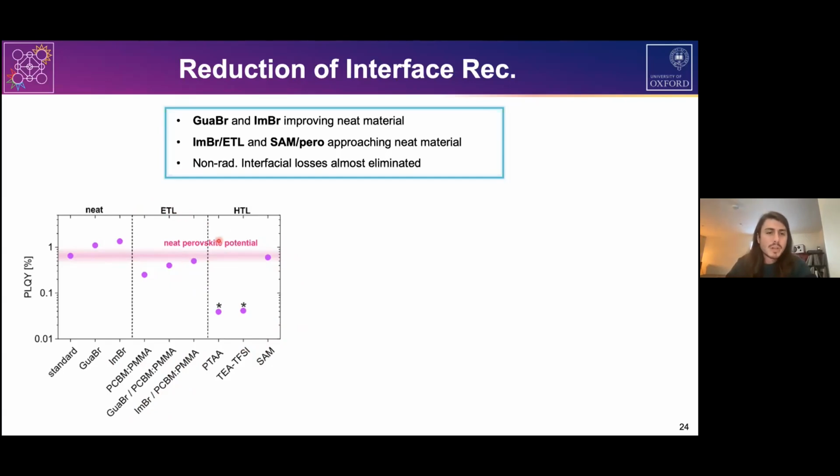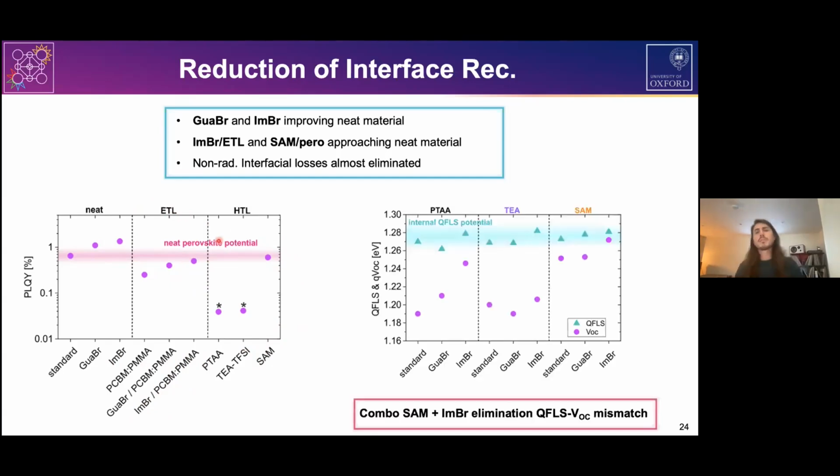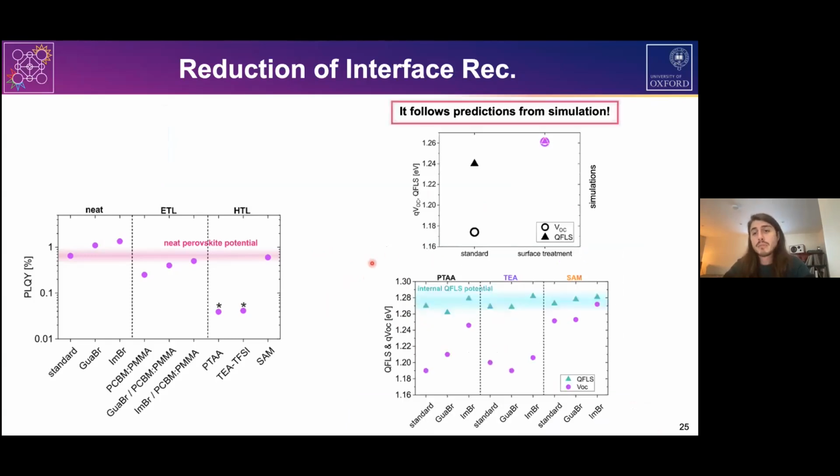And this was quite important, but more important is if we look now at the relation between the quasi-Fermi level splitting and the VOC of our devices. We could observe that in the reference device, we have quite limited VOCs and a large quasi-Fermi level splitting VOC mismatch, as you can see here. But when we move to the SAM case, we observe that the quasi-Fermi level splitting VOC mismatch is completely reduced when we have a full optimization of the interfaces of the device. And if you remember from the initial simulation, it follows exactly what we predicted that you would have when you have an optimized device.